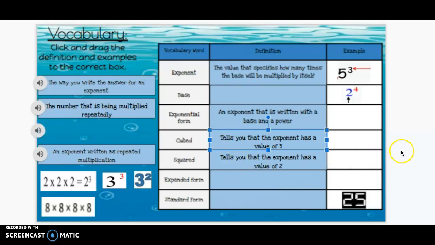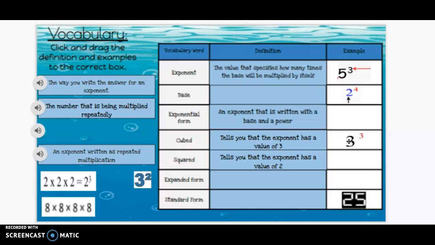Now that we have that definition for cubed, we're going to go to our examples and find the example where our exponent is a 3. I see 2 to the third power and 3 to the third power. We're going to take 3 to the third power because we're not looking for anything other than just the cubed being represented. So our exponent is 3, and our base is our big 3. That's going to tell us that we're going to multiply 3 times 3 times 3.